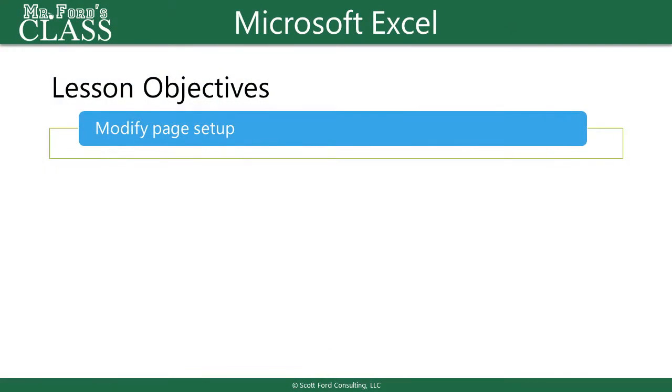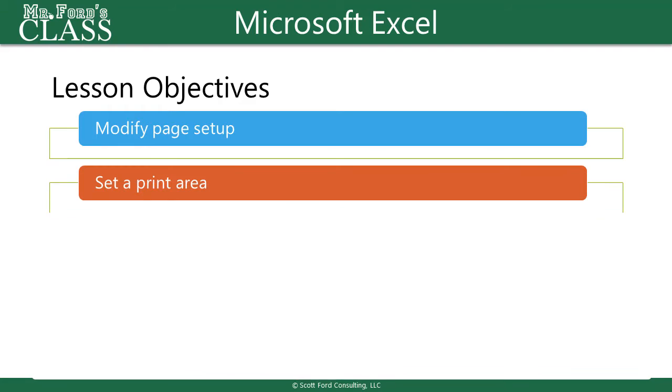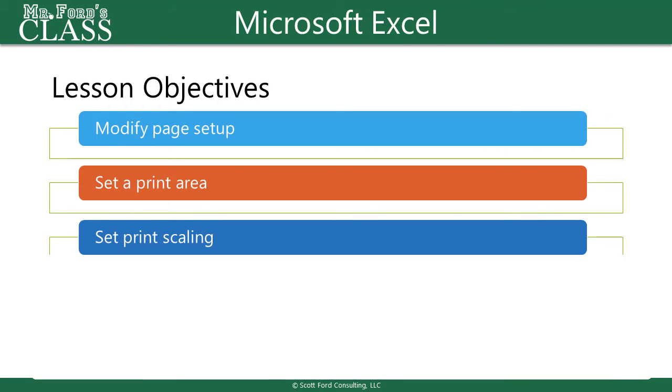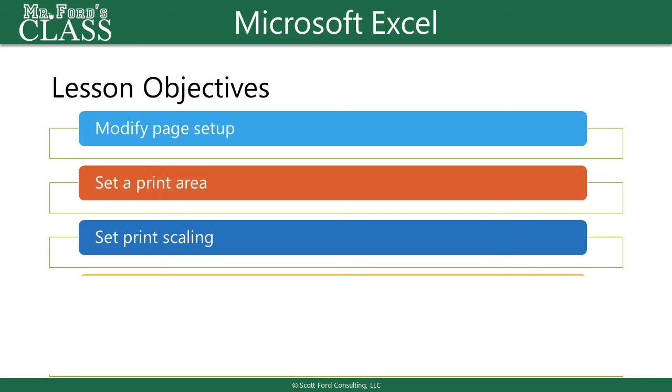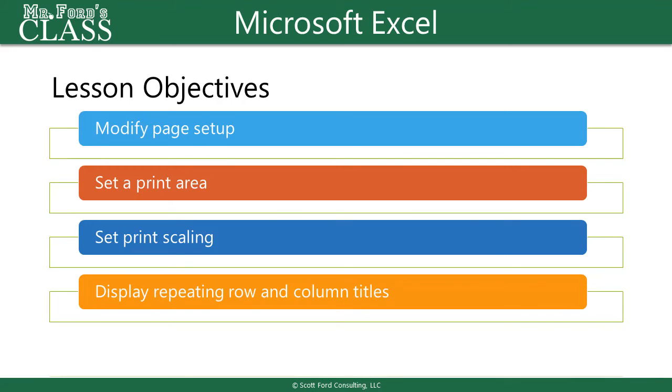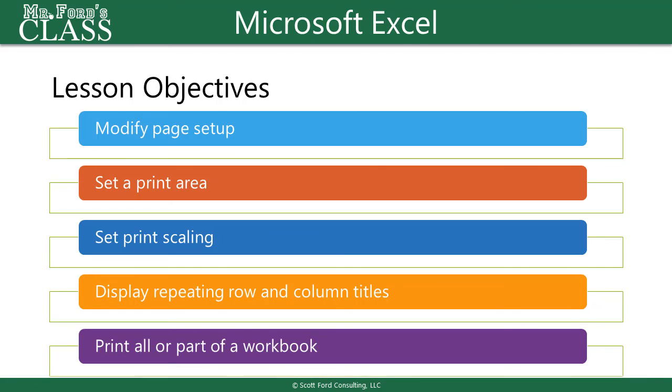Let's take a look at our objectives for this unit. Modify page setup, set a print area, set print scaling, display repeating rows and column titles. I know for a fact that one's on the exam. And print all or part of a workbook.